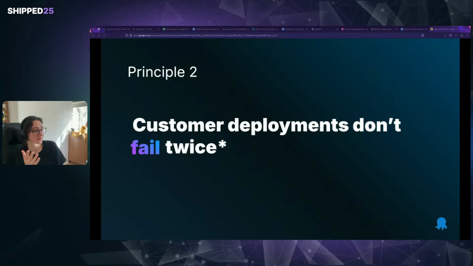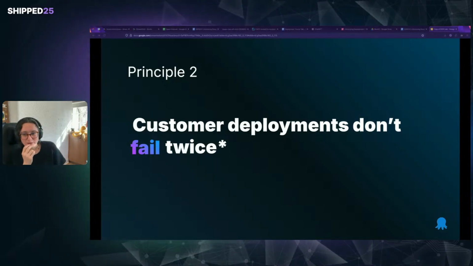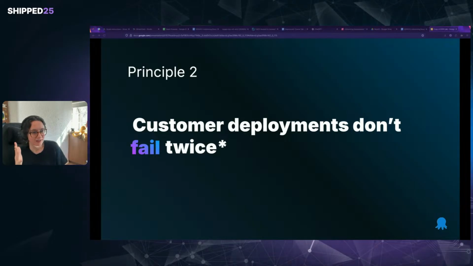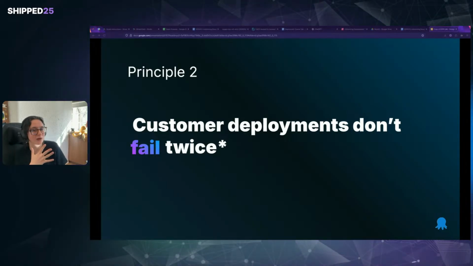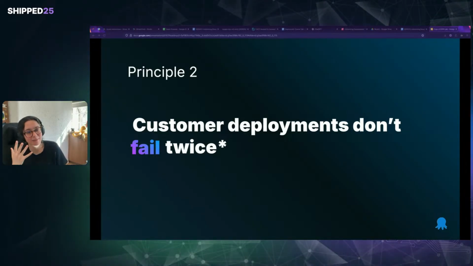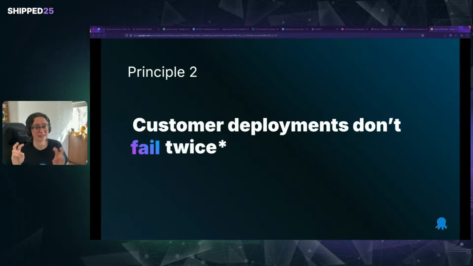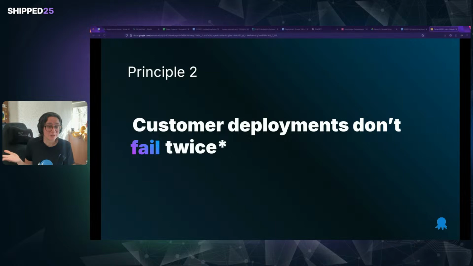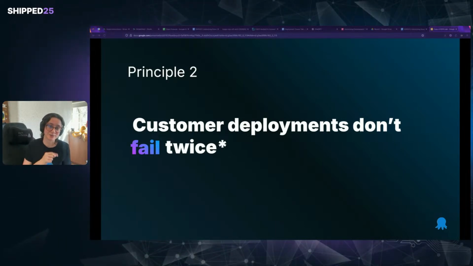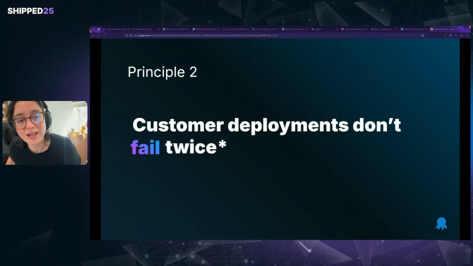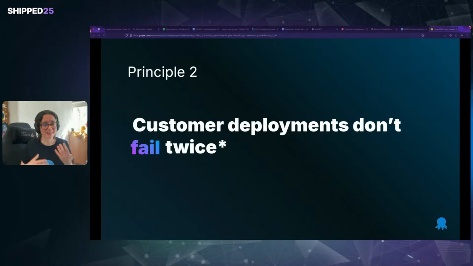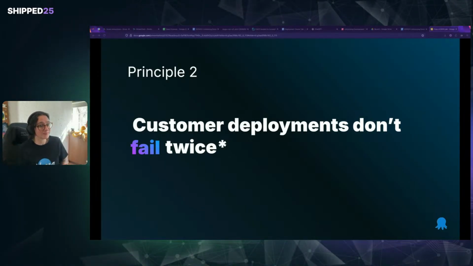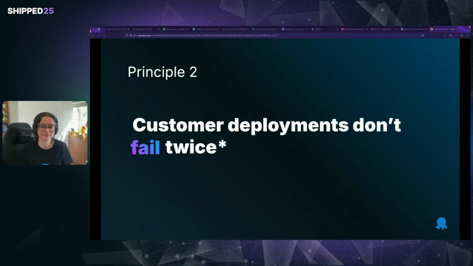Our second principle: customer deployments don't fail twice, right? This is trying to mitigate that failure mode we talked about before, this one-way door where a customer might get stuck on the new pipeline. If we do a migration and their deployment doesn't work, we've migrated them to the V2 pipeline and we can't easily switch them back to the V1 pipeline, that leaves them in a broken state. And for their mission critical production deployments, which remember, is all of them, we don't want that.